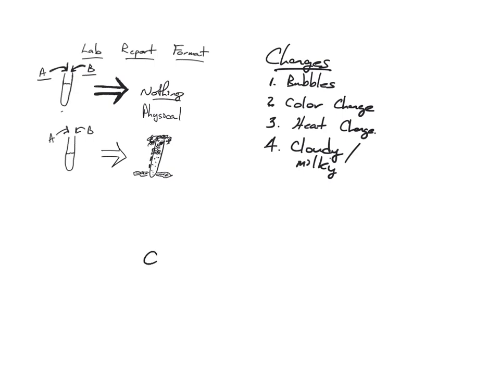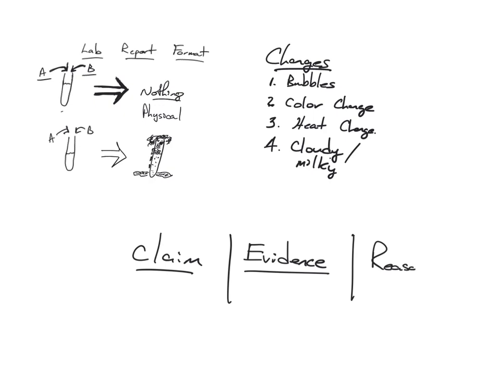You have some kind of claim. Your claim is your deciding point. What did you decide? Is it a chemical or physical change? So you have a claim. Then you have a set of evidence. And that evidence is what you observed. So there were bubbles and there was heat and there was a color change. Those are three pieces of evidence that you're using to make the claim. All right? And then you have some reasoning for that. Some kind of logic to why you made that decision.